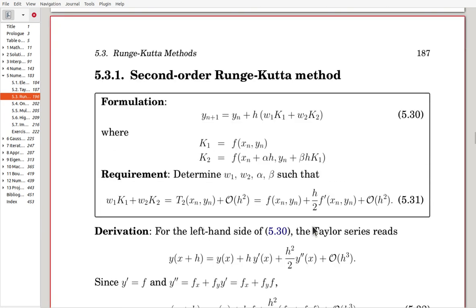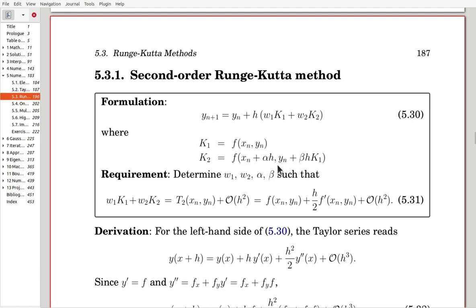Here we'll do the derivation case by case. First, the second order. The second order Runge-Kutta method formulation is given in this way. Here y n plus 1 is y n plus h times w1 k1 plus w2 k2. K1 is evaluated at the left edge point, and k2 is evaluated at some other point, alpha portion of the interval from x n to x n plus 1.